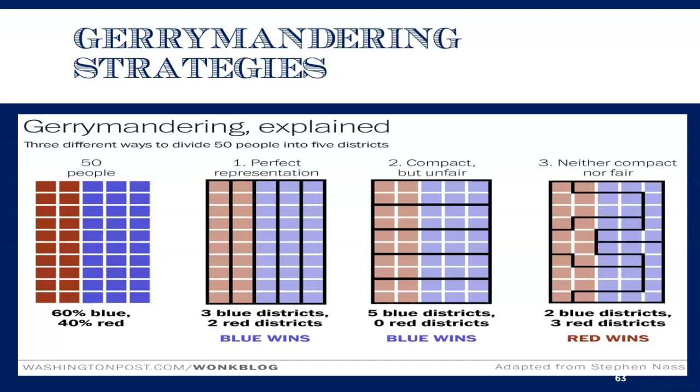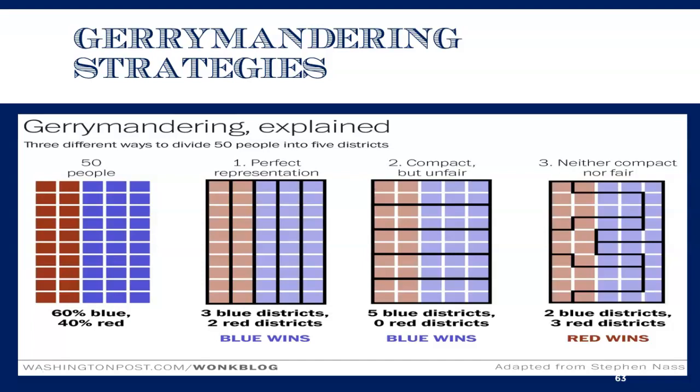Depending on how you break them down and how you put them in districts, normally you would expect the blue to win, because they have the majority, actually a super majority. So example number 1 here is a perfect representation. You have 3 blue districts and 2 red districts, so blue wins. Number 2 is another way to do it.